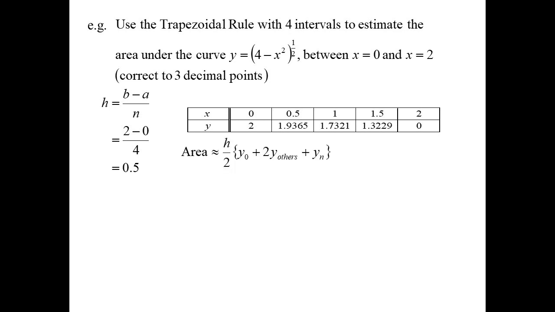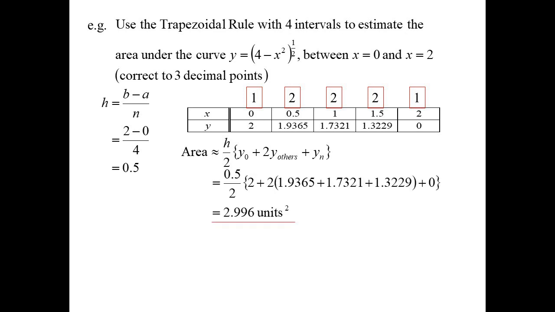Okay, there's my formula. H on 2, y0, yn, 2y, all the other ones. But just to remind myself, what I like to do is, on my table of values, I go, okay, yeah, that's right. It's 1 times the end ones, and then 2 times all these middle ones. So it just reminds me that's what I'm multiplying by. So subbing in, 0.5 on 2, 2 plus 2, all the middle ones, and so on, and we get 2.996 to 3 decimal places.